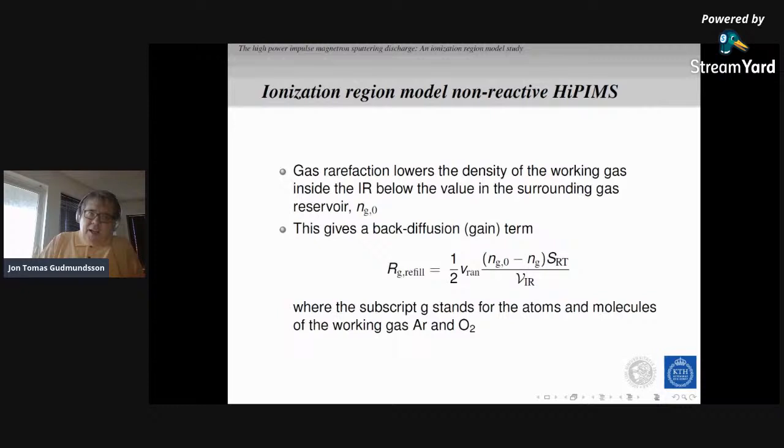In magnetron sputtering discharge, it is well known that gas rarefaction lowers the density of the working gas inside the ionization region. So the density in the ionization region, or the region next to the cathode target, has lower density than outside of this region. And that means that there is a backflux of, in most cases, argon atoms into this ionization region. And this is then given by the original density in the bulk plasma outside the ionization region minus the density in the ionization region, which is now lower. So there is a net flux into this region. And this can be flux of argon or, in the case of reactive sputtering, O2. So this is a term which adds to the argon and the O2 in the system.